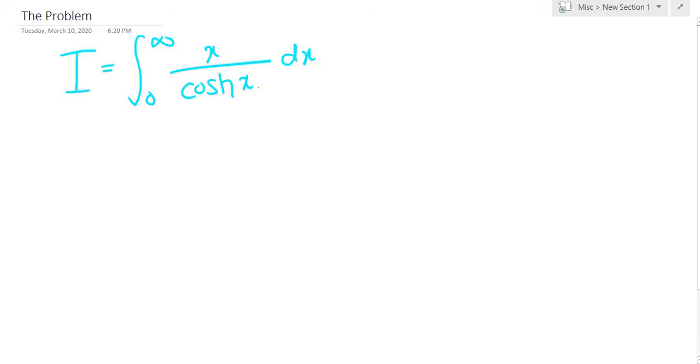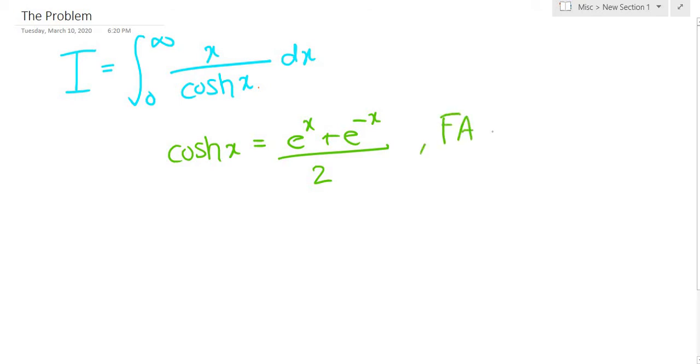Now, before we can do anything or even think about doing anything, I would like to remind you of the definition of the hyperbolic cosine of x. So the hyperbolic cosine of x, cosh of x, is defined as e raised to x plus e raised to negative x all over 2. Well, it's a good fact to be armed with. So let's implement that now.